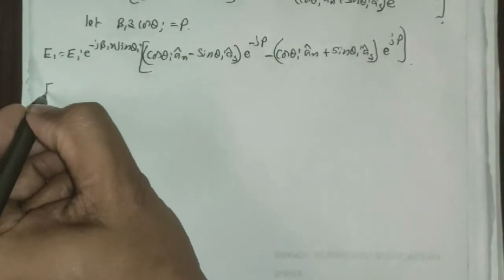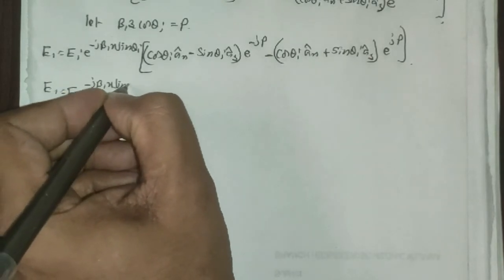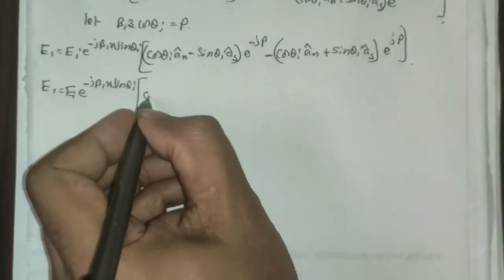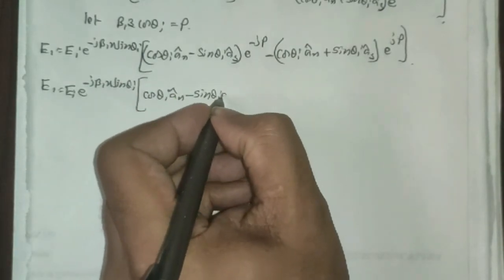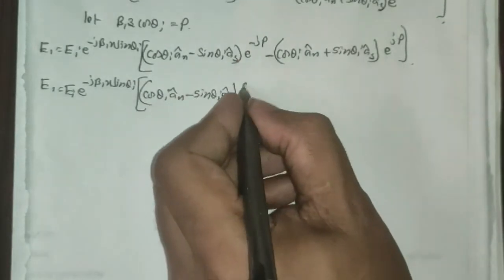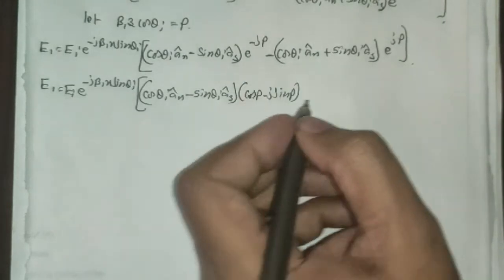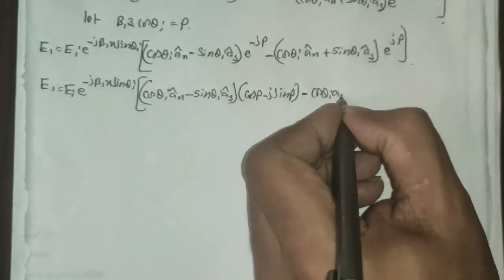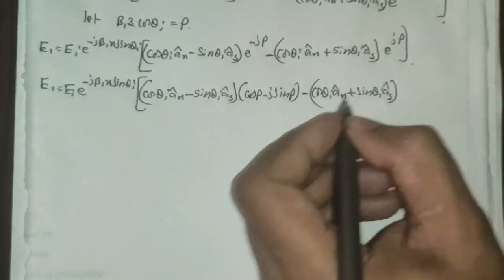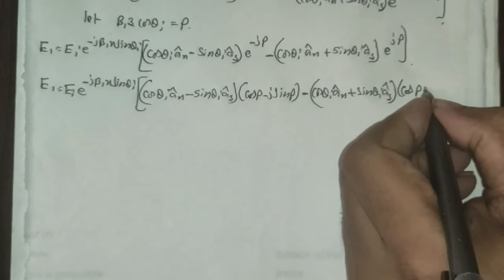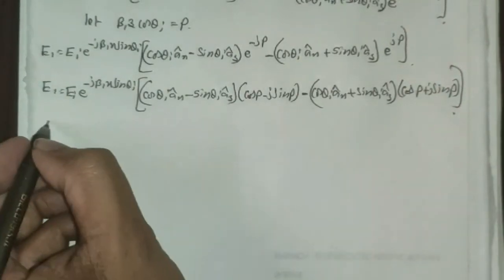That is, the total electric field equals Ei into e power of minus j beta 1x sin theta I into cos theta I into ax cap minus sin theta I into az cap, into cos p minus j sin p. Similarly, this term is cos theta I into ax cap plus sin theta I into az cap, into cos p plus j sin p. Now you have to simplify this.